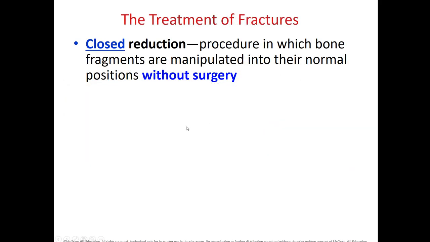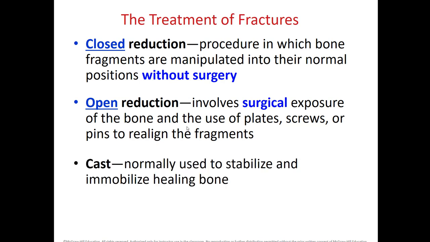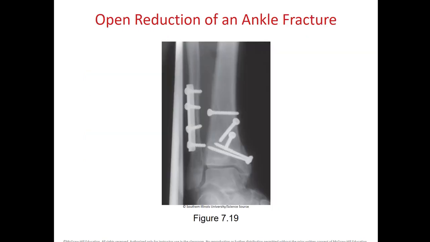A closed reduction is a procedure in which the bone fragments are manipulated into their normal position without surgery. Open is where you need surgery, usually plates, screws, pins. A cast, of course, is used to stabilize and immobilize that bone until it heals. Here is looking at an open reduction on an ankle fracture. You can see the plates and the screws on this.